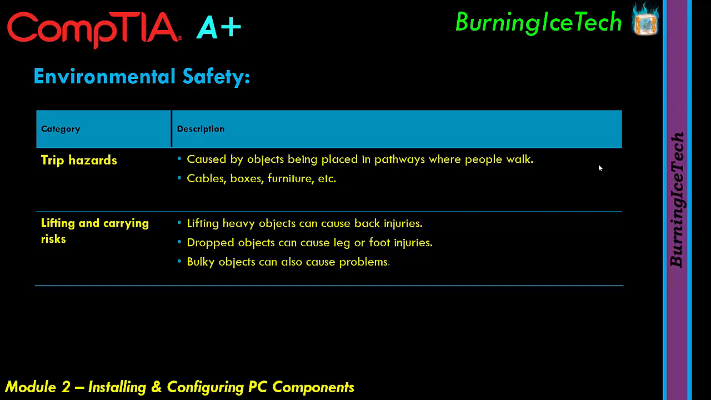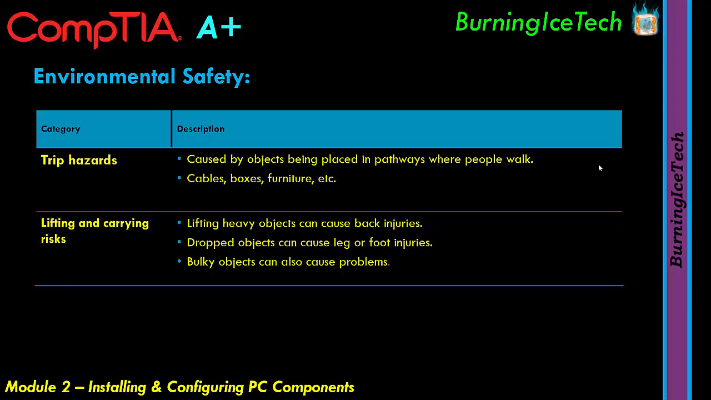So trip hazards, I think that speaks for itself. So anything that's in your way that can cause you or someone else to trip over it. Considering that we're talking about IT here, it might very well be something like a network cable, a power cable, maybe a PC box in the way. So try and avoid putting stuff in the way where people can trip over it.